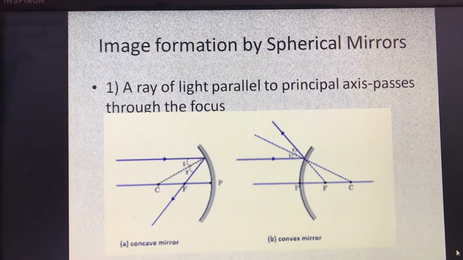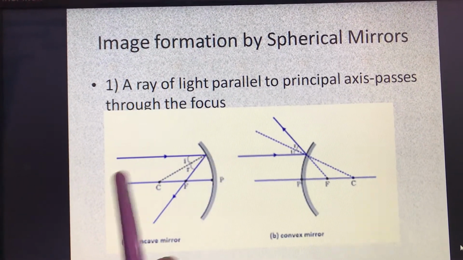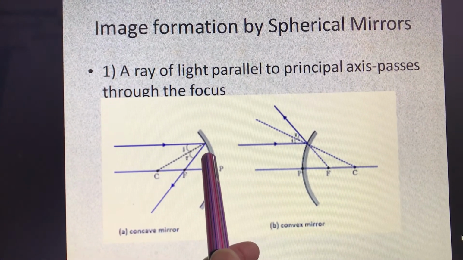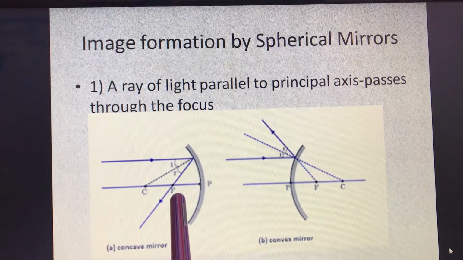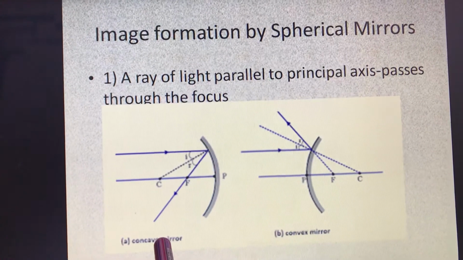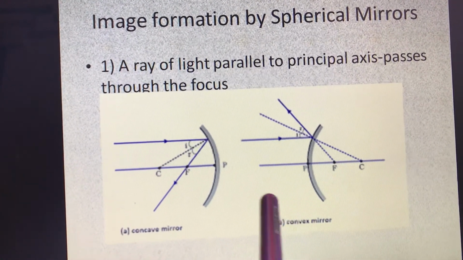For drawing the ray diagrams, we take 4 different types of rays. Now here, if a ray is parallel to the principal axis, this is the principal axis here, and if a ray is parallel to the principal axis, then after reflection from the mirror, it will pass through the focus. Okay, this is in case of a concave mirror, and here it is convex mirror, right?